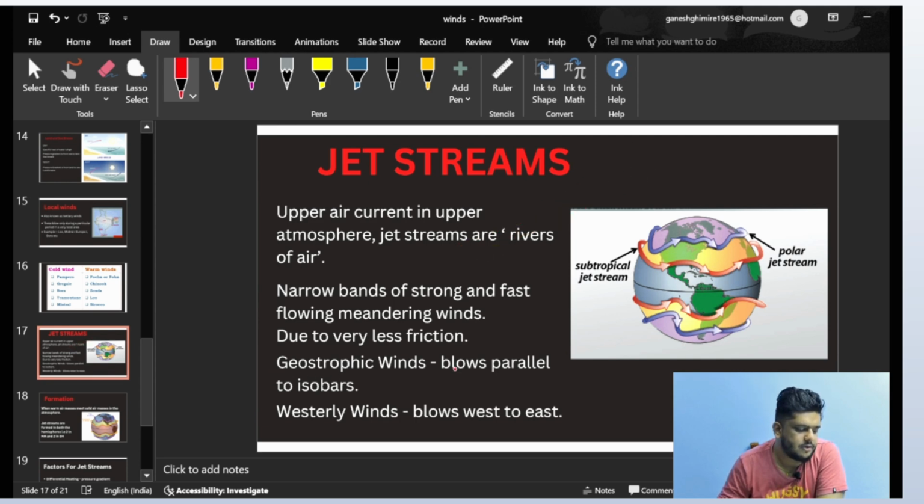Next, what we have is geostrophic winds. It blows parallel to isobars. The concept of isobars and isotherms is something that we'll be discussing in the next chapter. And another one is westerly winds. It blows from west to east. It's quite simple.